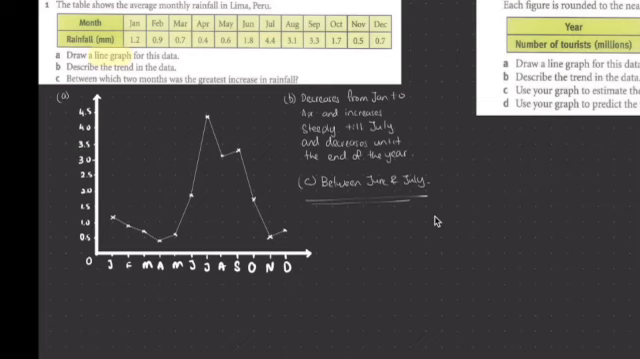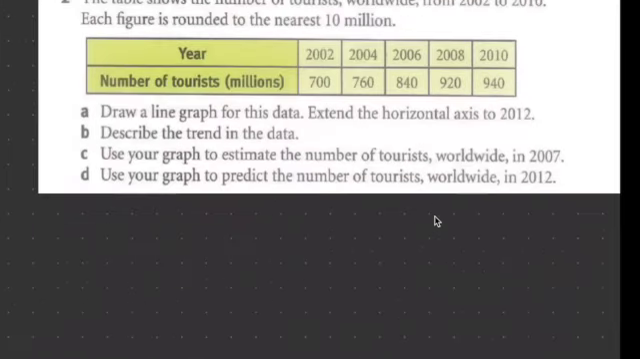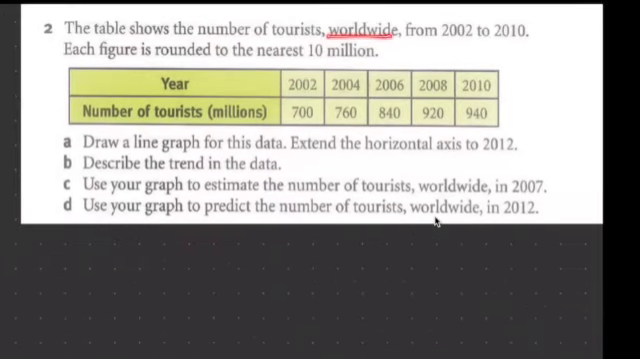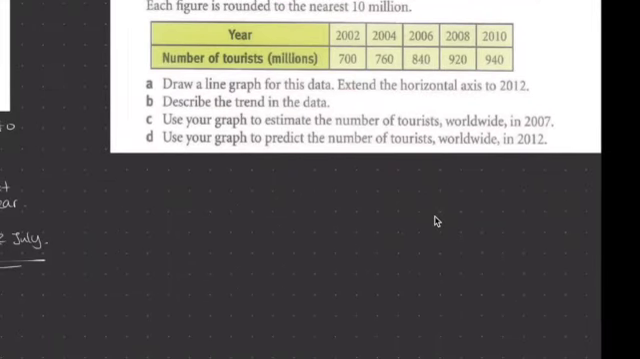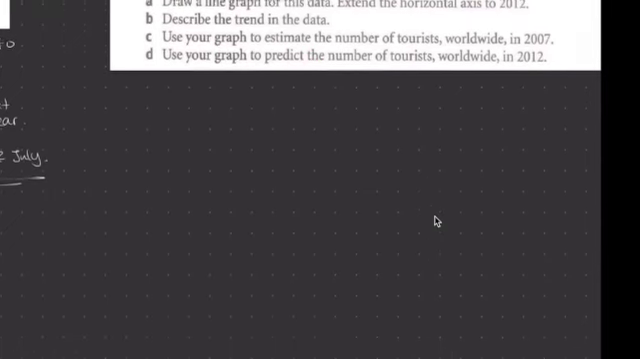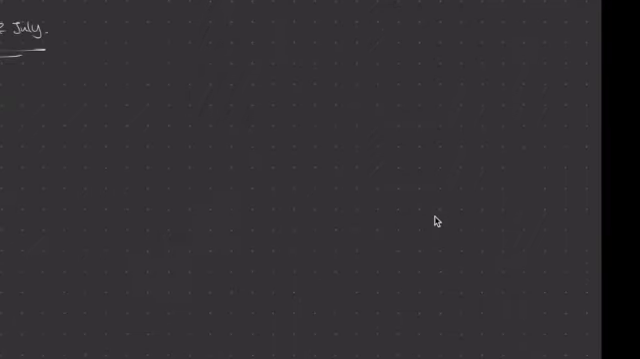Now let's look at number 2. The table shows the number of tourists worldwide from 2002 to 2010, each figure rounded to the nearest 10 million. Draw a line graph of this data, extend the horizontal axis to 2012. So now we need to extend it to 2012. Perhaps we need to predict. You can see, we can predict the number after that. So let's try to draw a graph, 2002 to 2012.